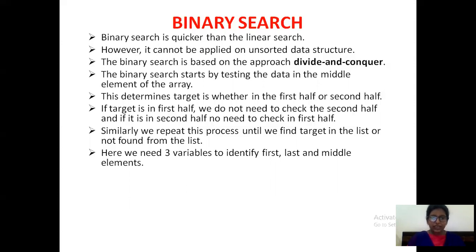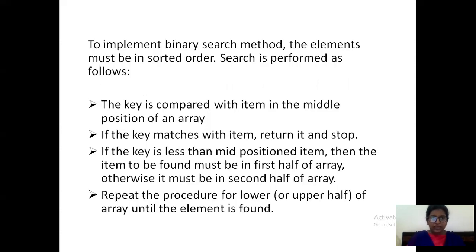Here we need three variables to identify the first, last and middle elements. Then see how to implement this binary search method. The elements must be in sorted order. Search is performed as follows. For this binary search, the elements should be in a sorted order. If the elements are not in a sorted order, we need to sort the elements, then apply the binary search technique on those elements. Right? So the key element is compared with the item in the middle position of the array.